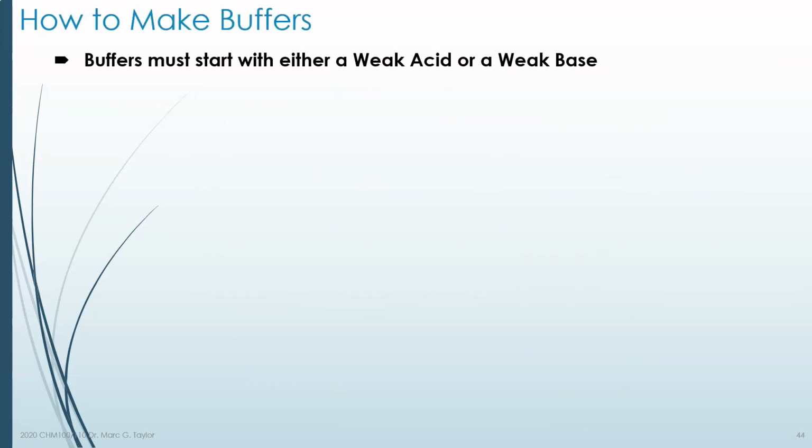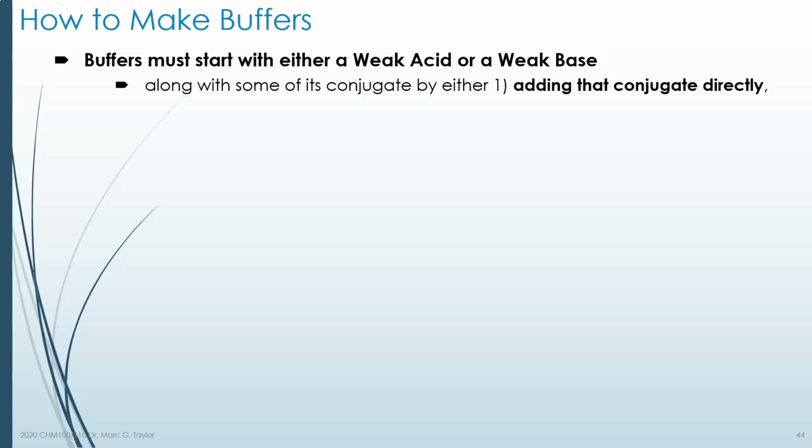So for buffers, you're going to start with a weak acid or a weak base, and you're going to add its conjugate, or you're going to make its conjugate. There are two basic ways to do this. You can either just buy a weak acid and buy the salt of the weak base, or buy a weak base and buy the salt of the conjugate acid. In other words, you can just buy the two components and mix them together in water directly.